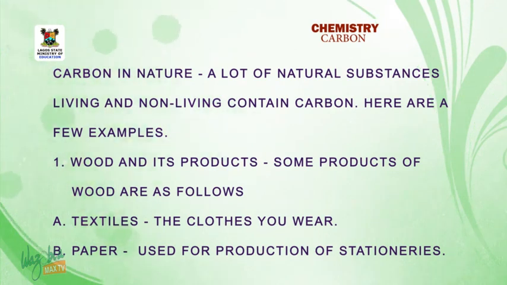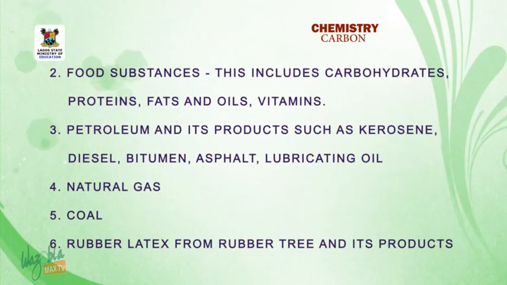1, wood and its products. Some products of wood are as follows: textiles, the clothes you wear; paper, used for production of stationeries; and furniture. Number 2, food substances. These include carbohydrates, proteins, fats and oils, vitamins. Number 3, petroleum and its products, such as kerosene, diesel, bitumen, asphalt, lubricating oil.